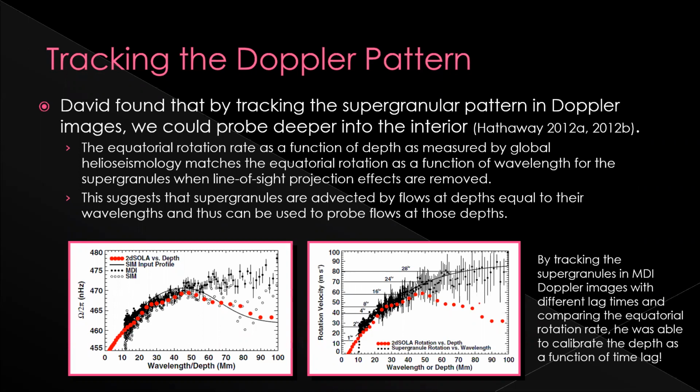And so this shows that this is a great way to look at the depth dependence of these flows. This suggests that the supergranules are affected by the flows at depths that are equal to their wavelengths, and thus can be used to probe these flows at depth. And this is consistent with the numerical simulations of convection by Stein et al. in 2011. He then began tracking the supergranules in the MDI Doppler images with different time lags. And by comparing the equatorial rotation rate, he was able to calibrate the depth as a function of time lag.